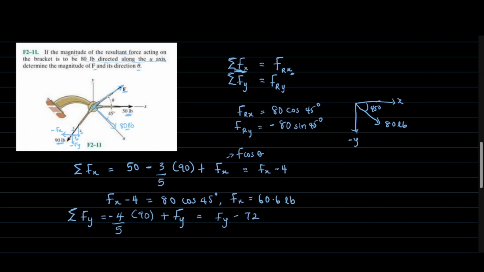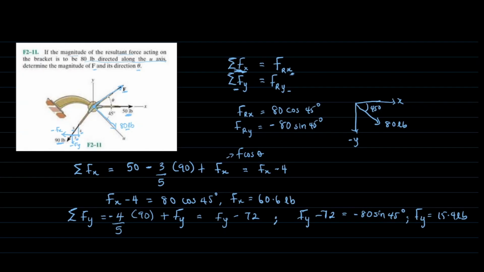Now let's equate the summation of the component force in the y direction to the resultant force in the y direction. This is simply going to be Fy minus 72 equals minus 80 sine 45. Input this in your calculator. You're going to get Fy is equal to 15.4 pounds.